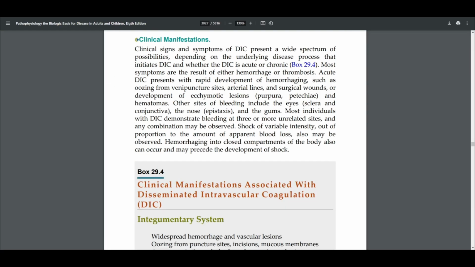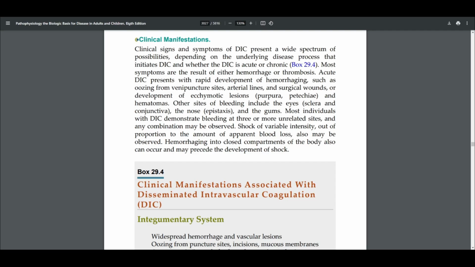So, clinical manifestations. Clinical signs and symptoms of DIC present a wide spectrum of possibilities, depending on the underlying disease process that initiates DIC and whether the DIC is acute or chronic. Most symptoms are the result of either hemorrhage or thrombosis.